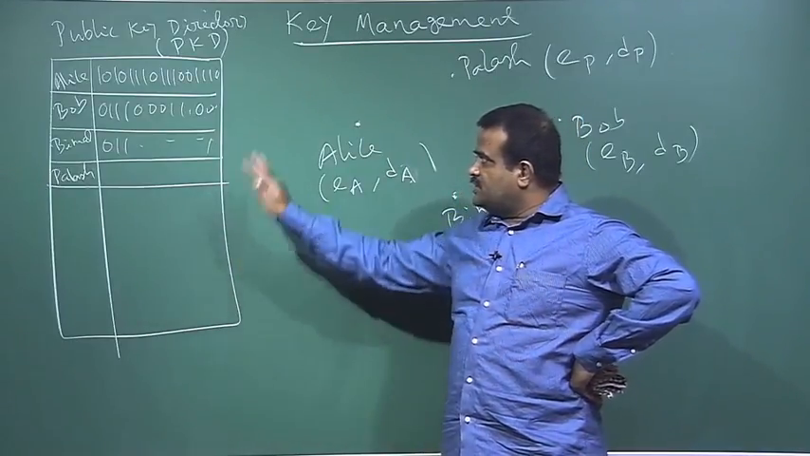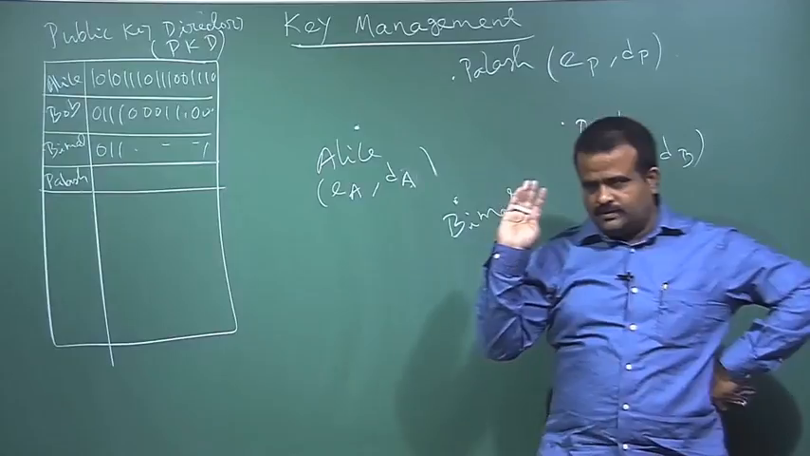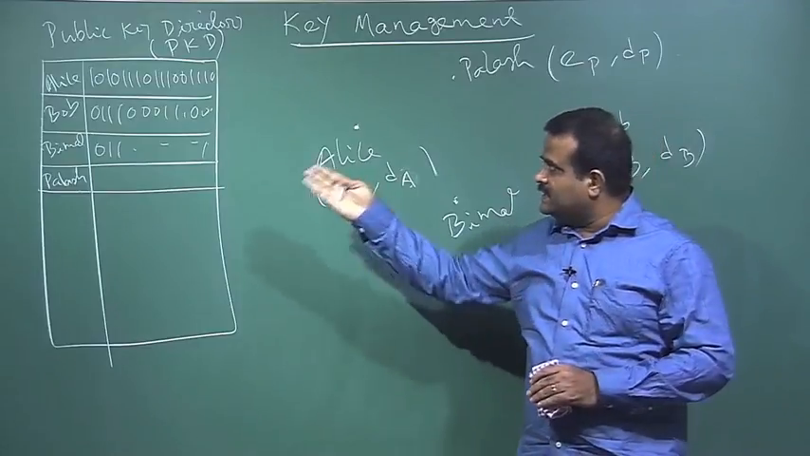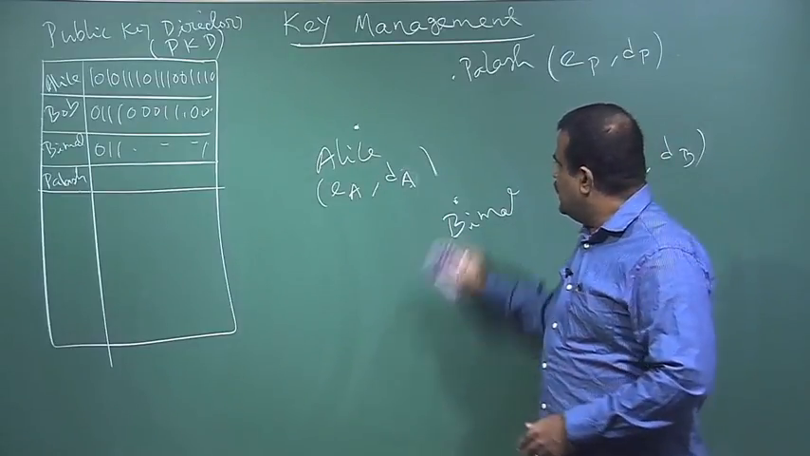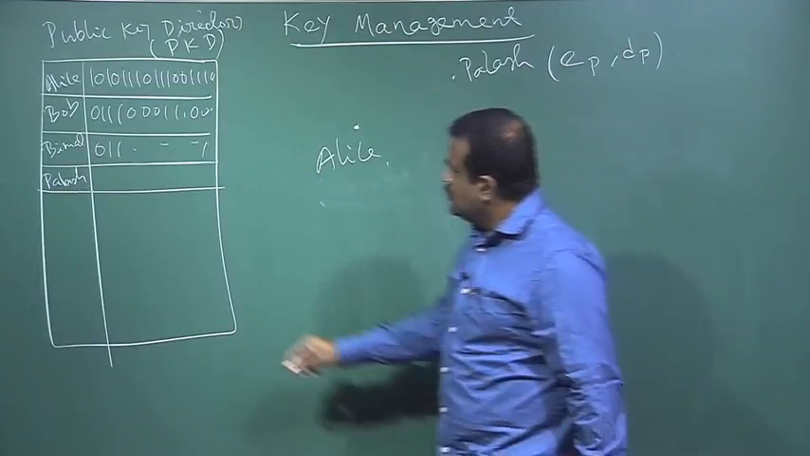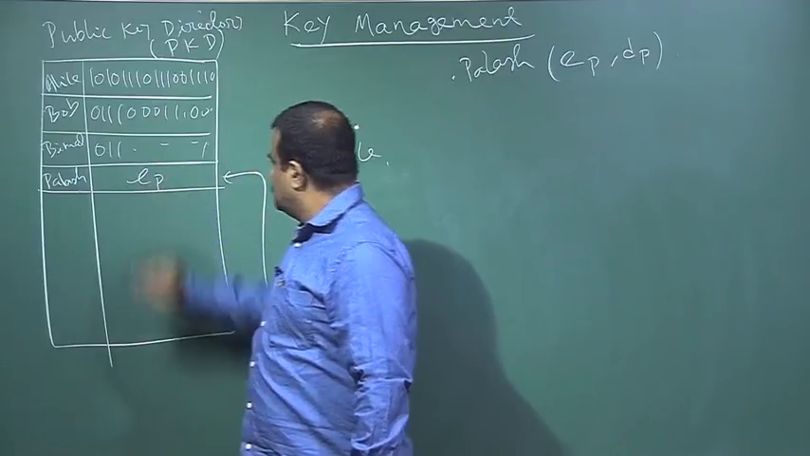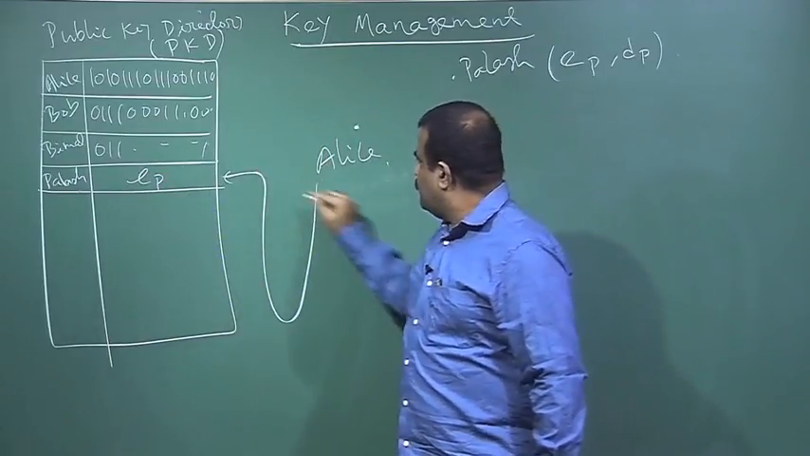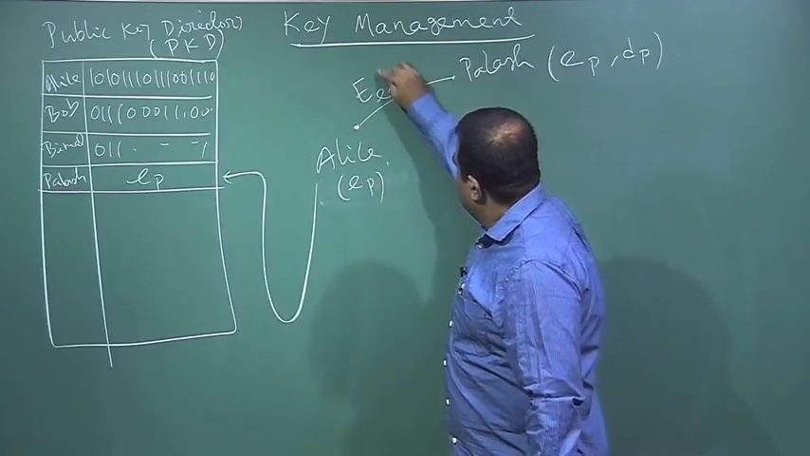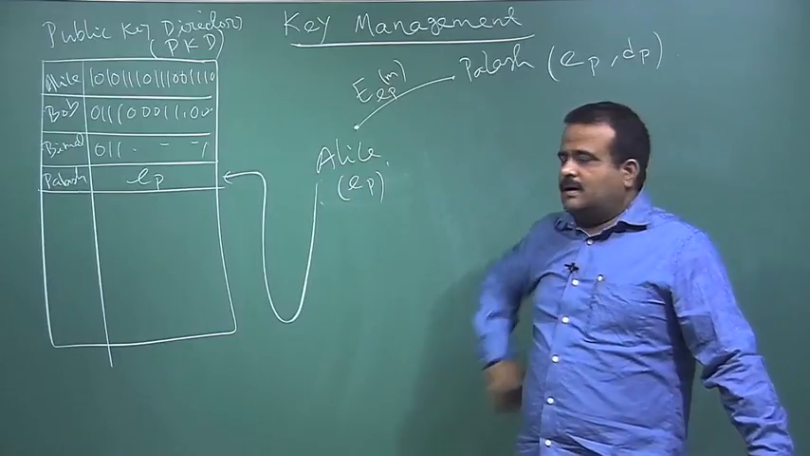Now, suppose this directory is available on a public domain, for example, it could be a website. In a public website, we keep this directory, this file is maintained. Suppose now Alice wants to send a message to Palas. So, what will Alice do? Alice will access this directory and get Palas's public key, encrypt the message using Palas's public key, and send it to Palas.